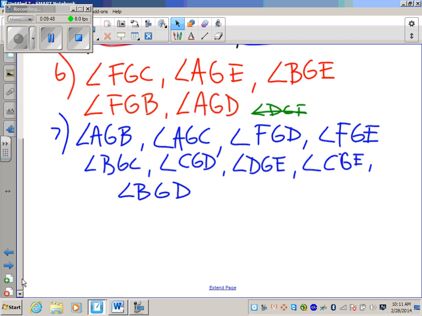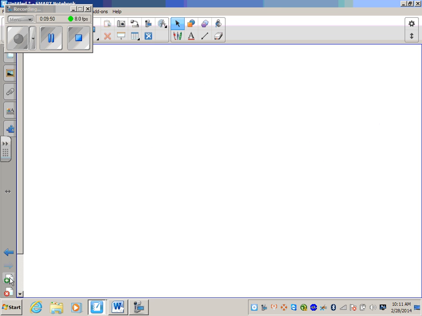Anything else before we move on to 9 through 12? 9 through 12, find the complement and the supplement of each measure. So you need both parts. If you don't have both, you will not get full credit. So for number 9, 33 and 123. 10, 58 and 148. 11 is 11 and 101. And 12 is 84 and 174.